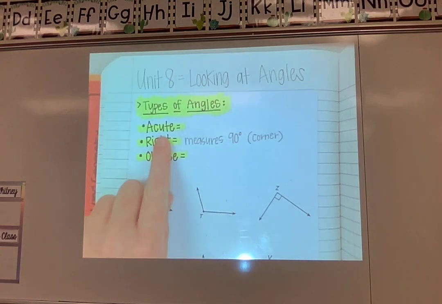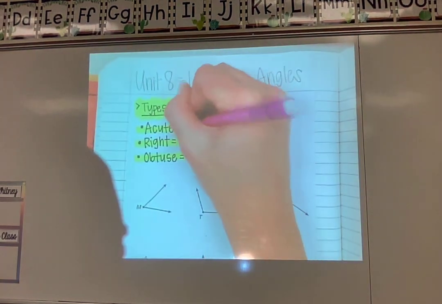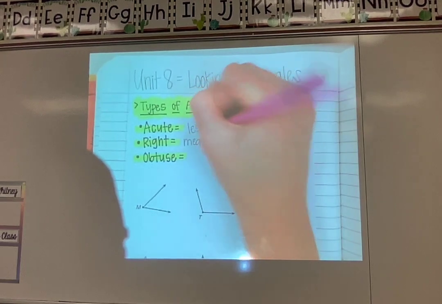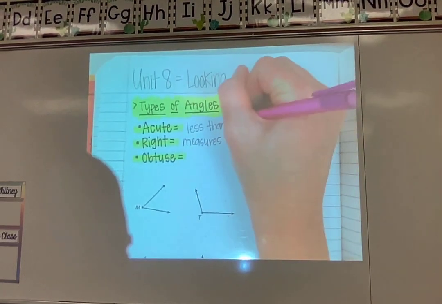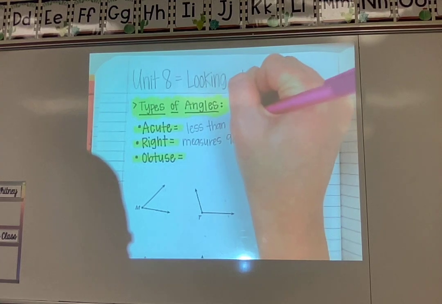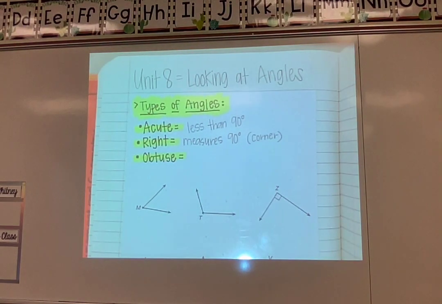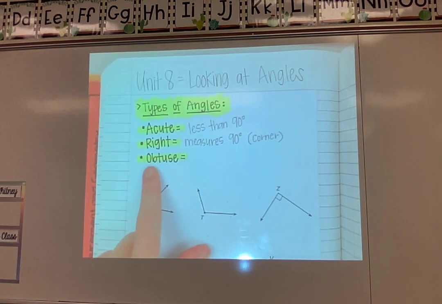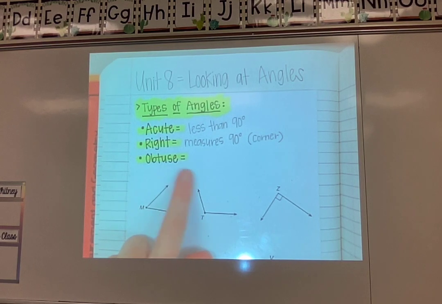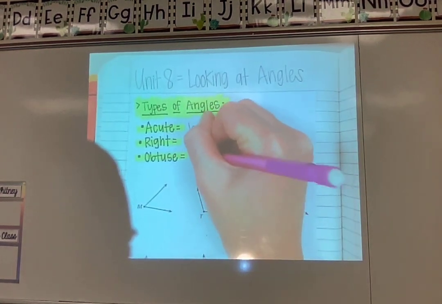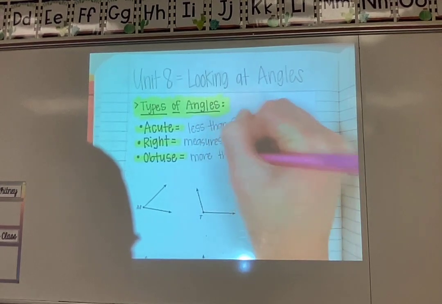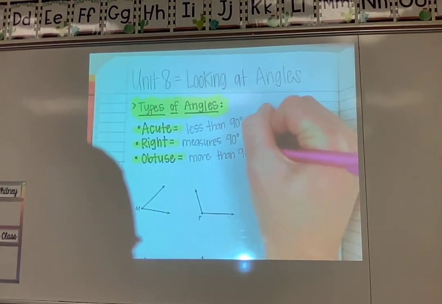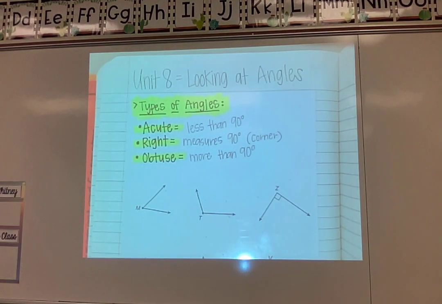We also have acute angles. Acute means less than 90 degrees. So remember, 90 degrees is a perfect right angle. So if the angle is smaller than the corner of a piece of paper, it is called an acute angle. And I remember that by its acute little angle. So it's small. And then opposite of that, we have obtuse, which just sounds like a really big word. Obtuse means more than 90 degrees. So it is bigger than the corner of a piece of paper because it's more than that 90 degrees, which is a right angle.